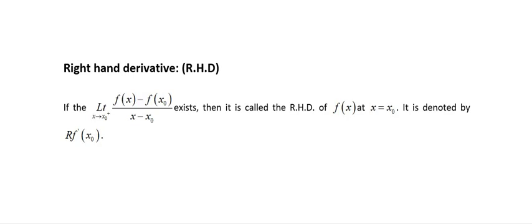Now the definition of the right hand derivative. This is also similar to RHL. There we write x naught plus. Here also we are writing x naught plus. If the value of the limit as x tends to x naught plus of f of x minus f of x naught by x minus x naught exists, then that value is called the right hand derivative of f of x at x equal to x naught. It is denoted by R f dash of x naught.